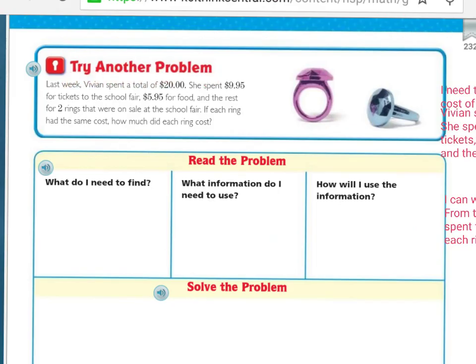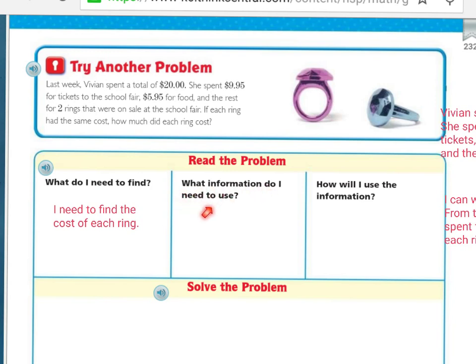All right, let's try another problem. Last week, Vivian spent a total of $20. She spent $9.95 for tickets for the school fair, $5.95 for food, and the rest was for 2 rings that were on sale at the school fair. If each ring had the same cost, how much did each ring cost? So what do I need to find out? Well, I need to find out the cost of each ring, right?